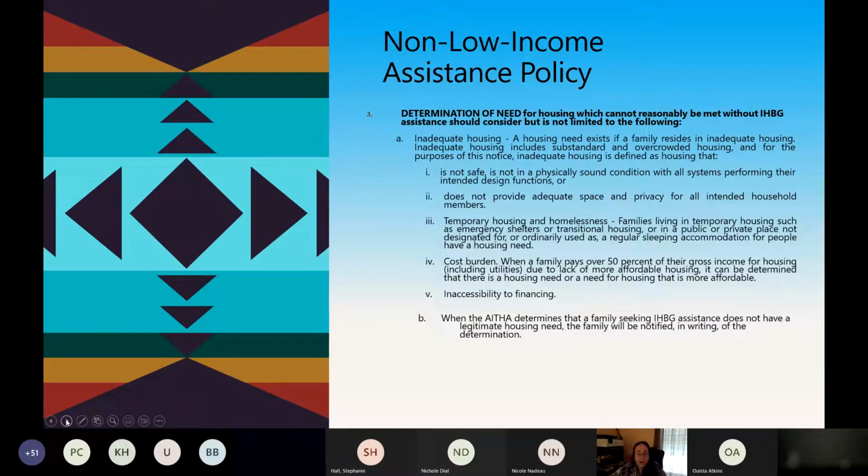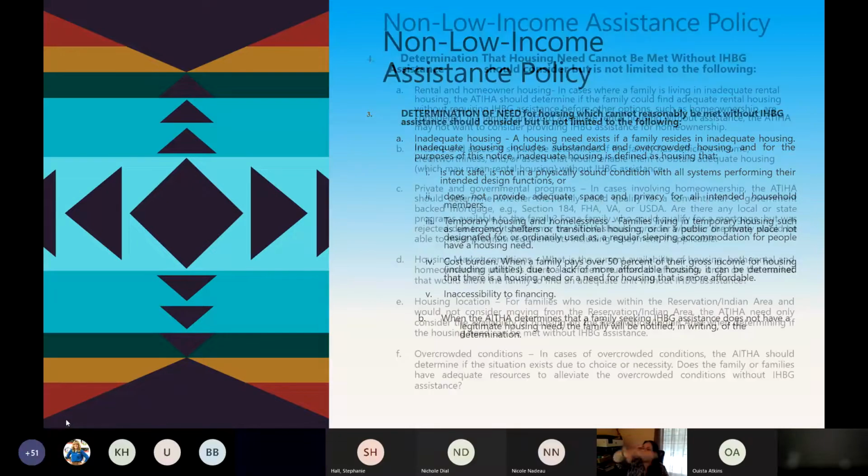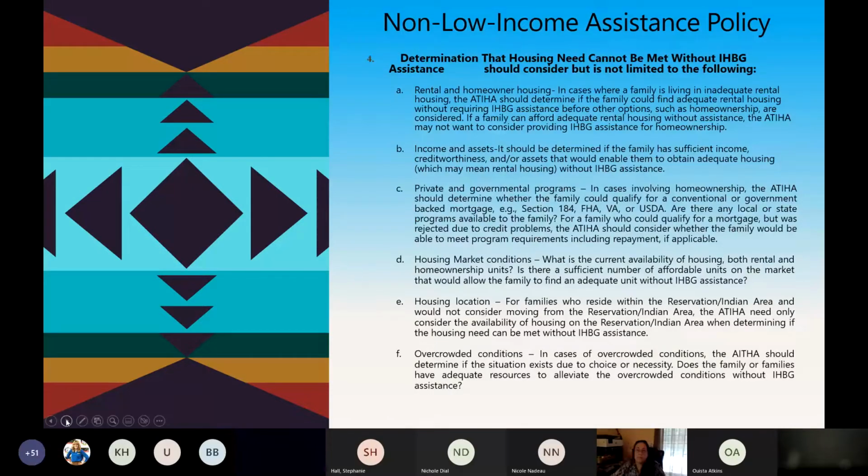Inadequate housing, housing that's not safe, physically sound condition, all systems performing for their intended use, not adequate space or privacy for all your household members, temporary housing or homelessness, cost burden, inaccessibility to financing. Basically the same things you're going to have for your essential families placement.